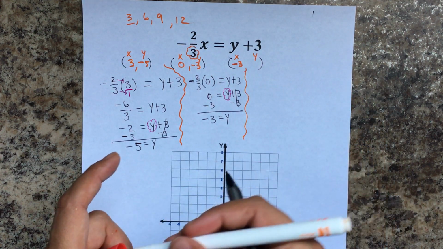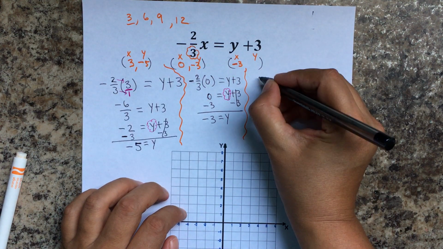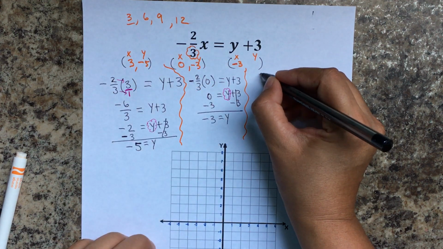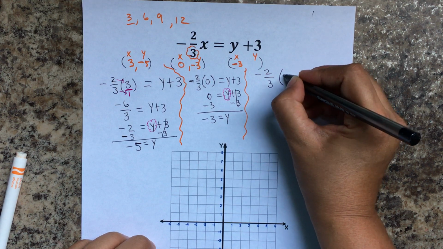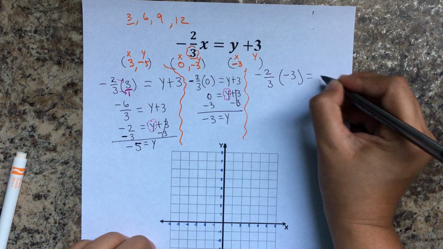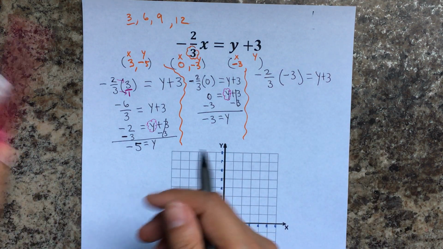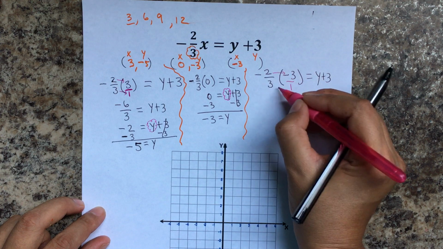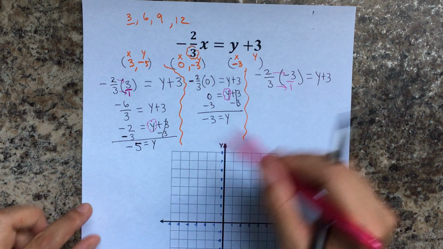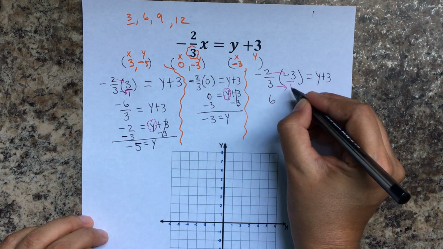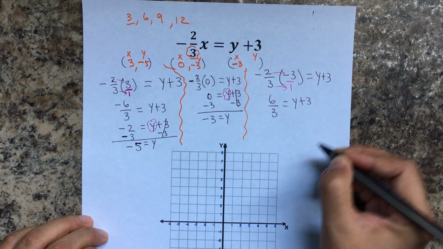Finally, the third one, where the value of x is negative 3. Remember, I chose the denominator. One's positive, one's negative. Now I have negative 2 over 3 times negative 3 equals y plus 3. We put it over 1 so that we can multiply straight. Negative times negative, positive. 2 times 3, 6. 3 times 1, 3. Equals y plus 3.